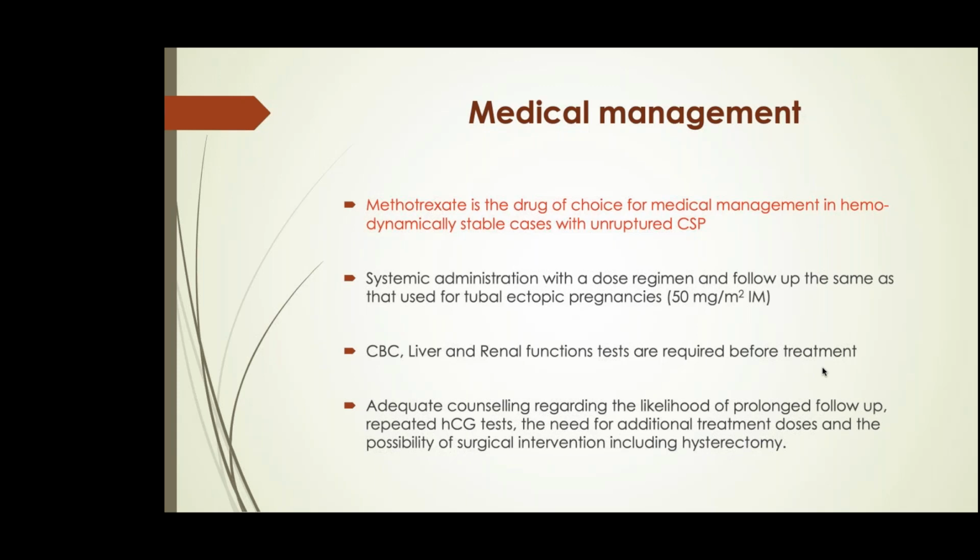And adequate counseling regarding the likelihood of prolonged follow-up. Again, I would stress this prolonged follow-up. You tell the patient that if you are going to medical management, you can take up to 3 months of follow-up visits and lab investigations. So adequate counseling regarding the likelihood of prolonged follow-up, repeated HCG tests, the need for additional treatment doses because the first dose may not work. You may need to give her another dose, and the possibility of surgical intervention, including hysterectomy as well.